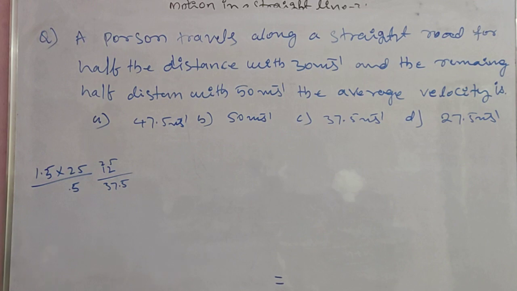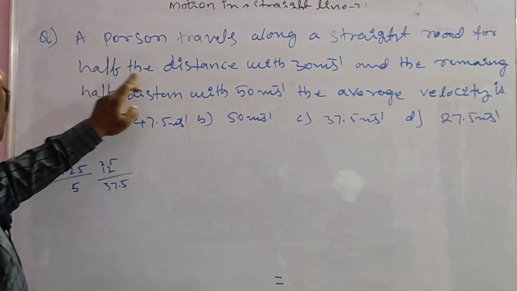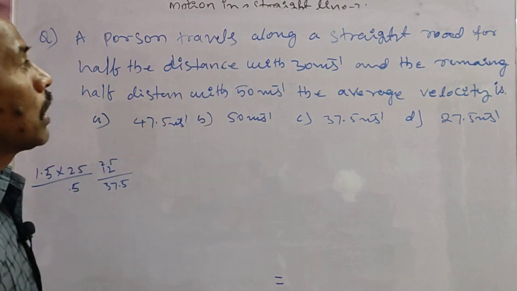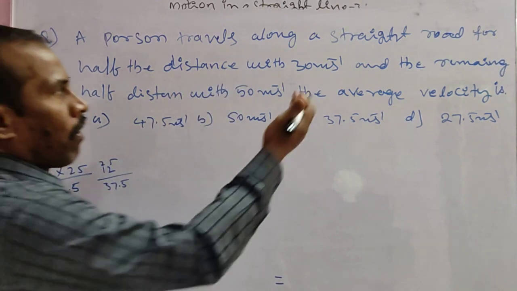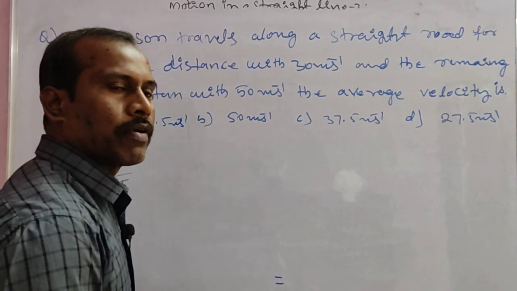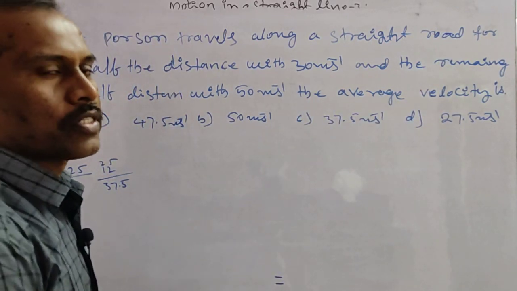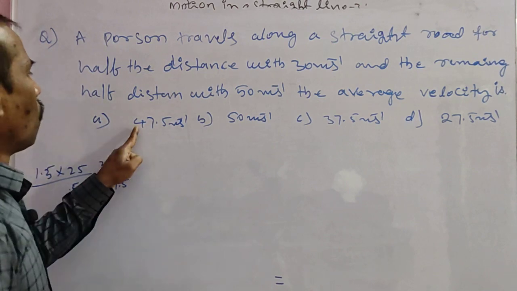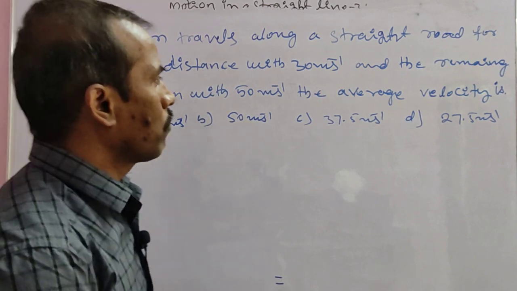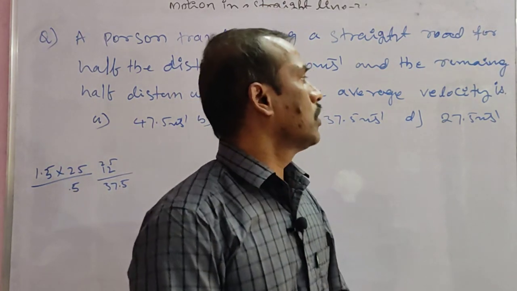See, a problem here. A person travels along a straight road for half of the distance with a speed of 30 meters per second, and the remaining half of the distance with 50 meters per second. The average velocity is, four options given: option A 47.5 meters per second, option B 50 meters per second, option C 37.5 meters per second, option D 27.5 meters per second.